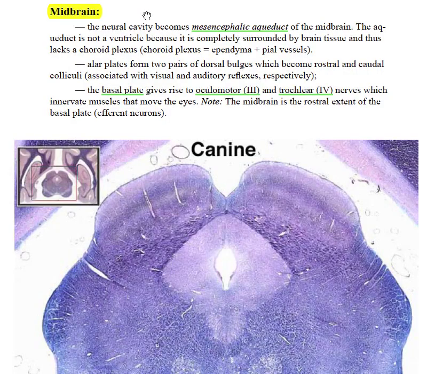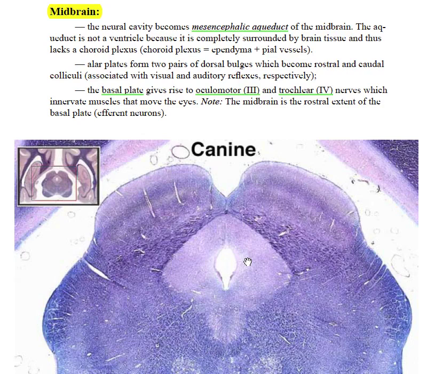The midbrain, which is shown here and enlarged here, undergoes less elaborate differentiation than the forebrain and the hindbrain. The cavity of the midbrain is the mesencephalic aqueduct. It is an aqueduct and not a ventricle, because it is completely surrounded by neural tissue. Ependyma is lining the mesencephalic aqueduct, but the pia mater is out at the surface, and so there's no opportunity to form an ependymal pia layer, which could give rise to a choroid plexus. Every ventricle must have a choroid plexus, and in the absence of a choroid plexus, it's called an aqueduct.